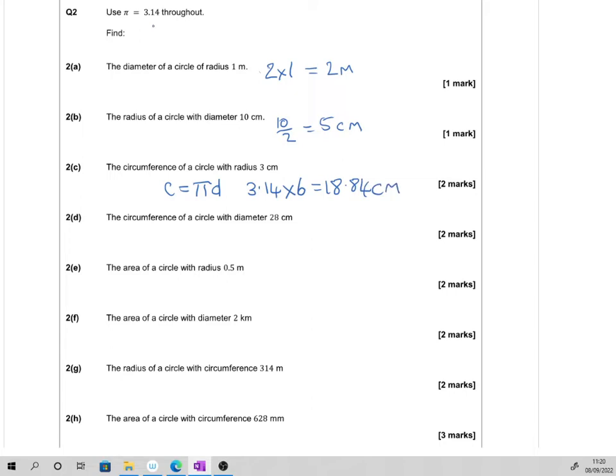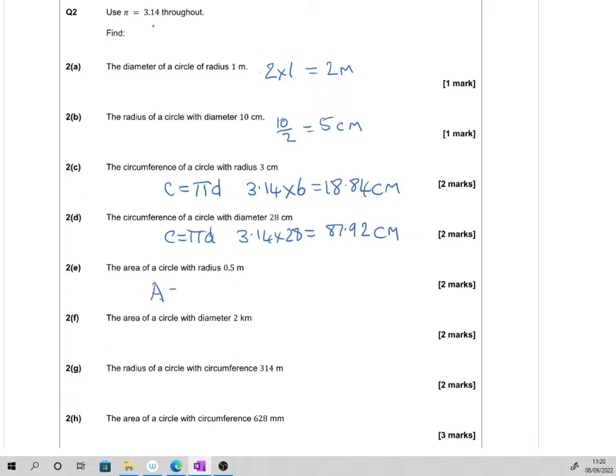centimeters. The circumference of a circle with a diameter of 28: C equals pi d, which is 3.14 times 28 this time. So 3.14 times 28 is 87.92 centimeters.